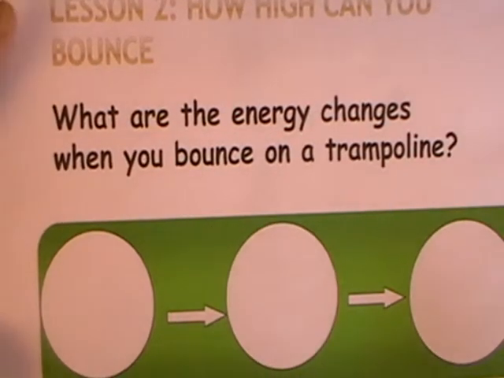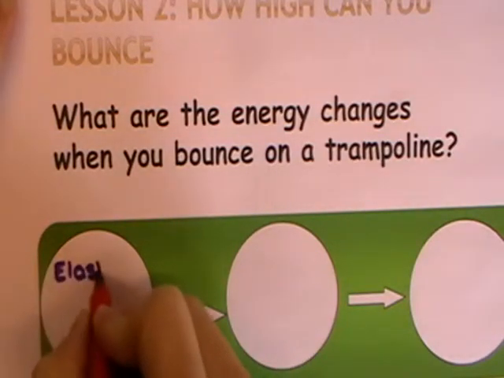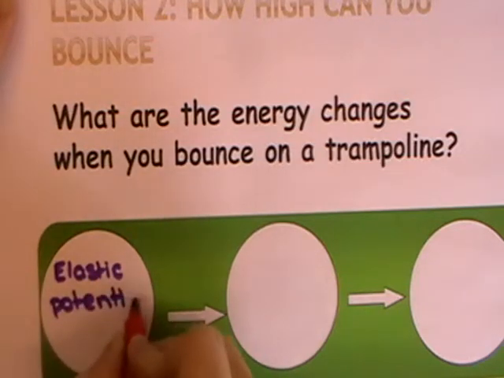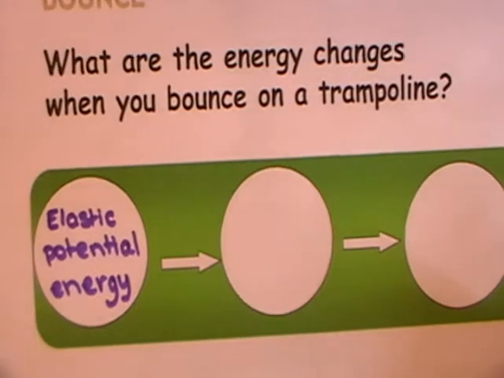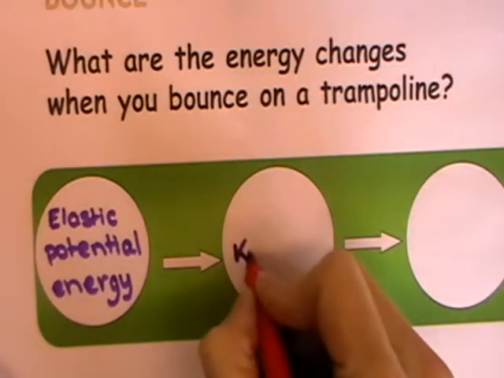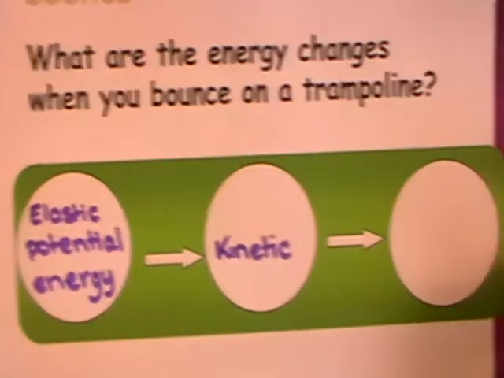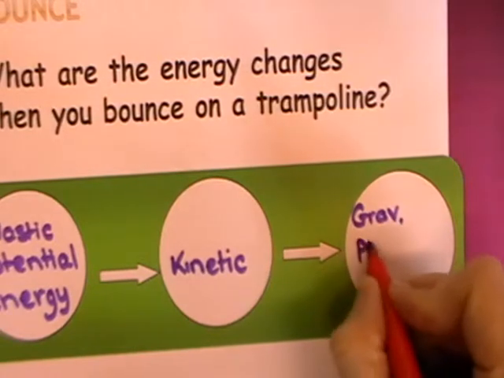Now, whenever you bounce onto the trampoline, you're obviously distorting the surface of the trampoline, and so therefore the material is gaining elastic potential energy. And that, of course, then makes you move, so that's kinetic energy. And then that movement makes you move upwards, so that's gravitational. I'm just going to write GRAV, potential energy.